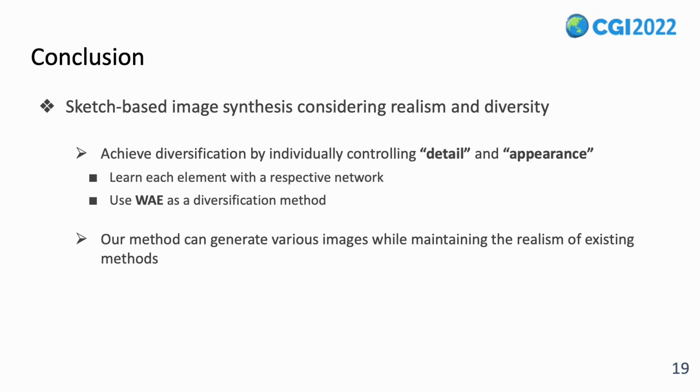Finally, I conclude this talk. We have proposed sketch-based image synthesis considering realism and diversity. Specifically, we realized diversification by individually controlling detail and appearance. Our method trains each element with a respective network. As a diversification method, we use WAE, which we found suitable for this method through experiments. Through comparisons with the existing methods, we demonstrated that our method can generate various images while maintaining the realism of existing methods.